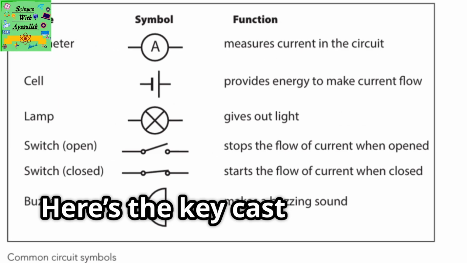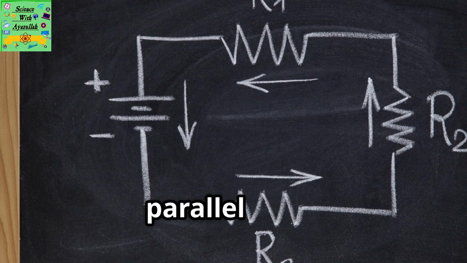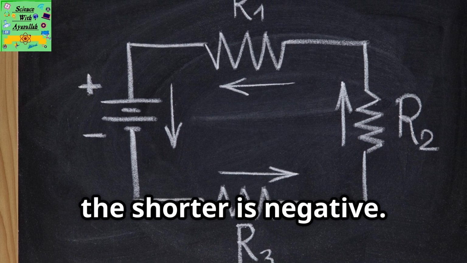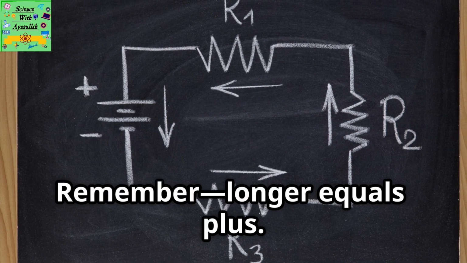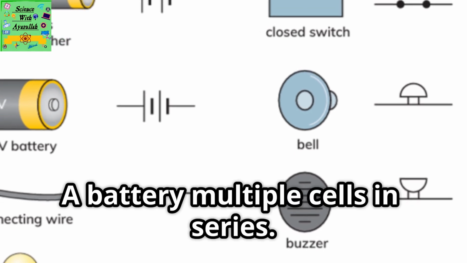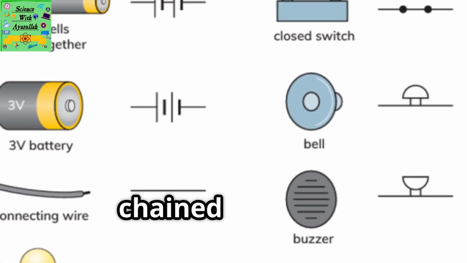Here's the key cast. A cell: 2 parallel lines. The longer line is positive, the shorter is negative. Remember, longer equals plus. A battery: multiple cells in series. That's just several of those line pairs chained together.